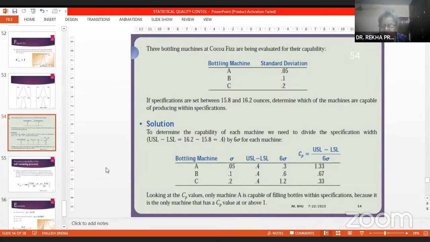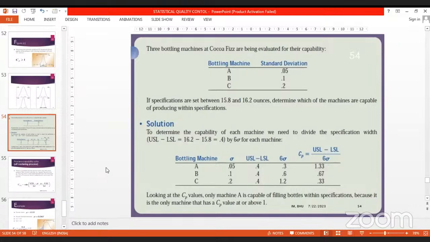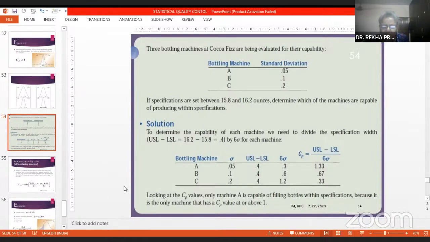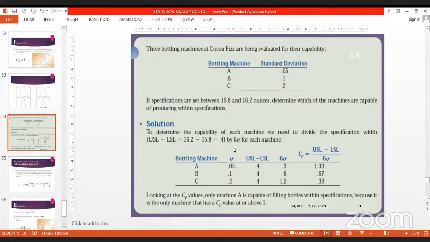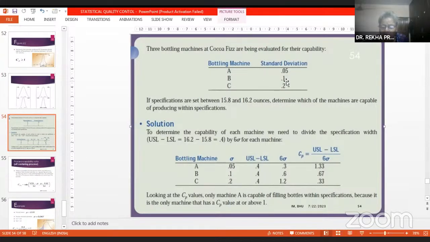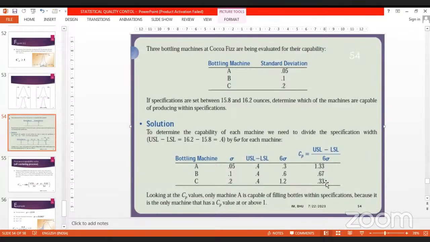Within specifications. Specification दिया है ना 15.8 and 16.2. तो difference is 0.4, 16.2 minus 15.8, ये 0.4 हुआ. अब A, B, C है, सिग्मा तो दिया हुआ है 0.05, 0.1, 0.2. यूएसएल माइनस एलएसएल, अपर और लोअर का डिफरेंस 0.4 है. अब इसको 3 सिग्मा से आप डिवाइड करेंगे तो Cp you get, क्योंकि इसका सिग्मा अलग अलग है ना, 0.05 है, 0.1 है, 0.2 है. इसको पहले 3 से मल्टीप्लाई कर देंगे और फिर ये वैल्यू निकालेंगे. तो इसका Cp आ रहा है आपका 1.33, इसका 0.67, इसका 0.33.